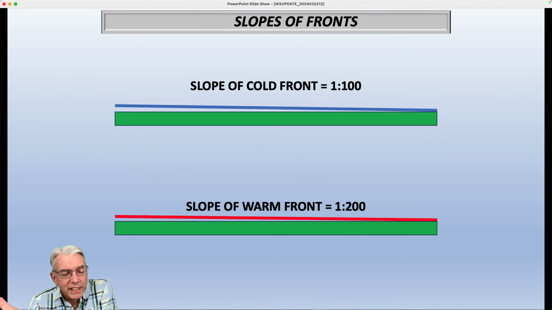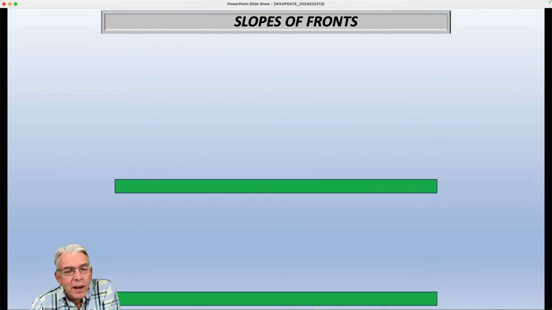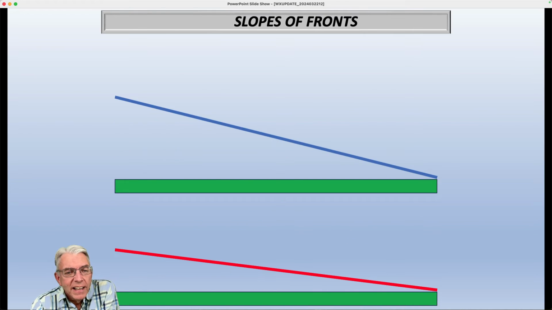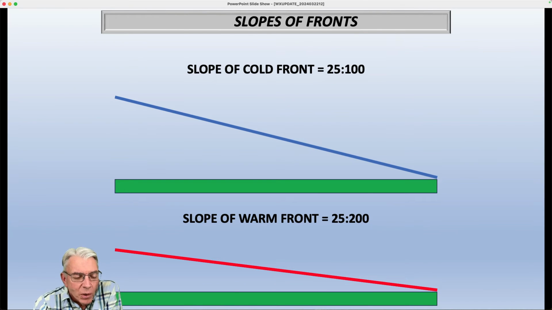So what you see in a lot of textbooks is that they will exaggerate the vertical scale in order to make their point. And so that's what I'm going to do here. I'm going to basically multiply the vertical scale by 25, and now you can see that there is quite a bit of a difference in terms of the cold front slope and the warm front slope. Again, what I did was multiply the vertical scale by 25.